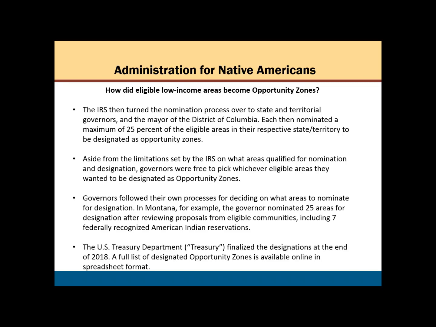I use Montana here as an example, where the governor nominated 25 areas for designation after reviewing some proposals for eligible communities, including 7 federally recognized American Indian reservations. And I'll show you a map in a little bit, which can give you a visualization of how it worked out. But there are areas in Indian country that have been designated as opportunity zones. And if you're interested in the full list of the designated opportunity zones, it's all available online in spreadsheet format on the Treasury website. A quick Google, it's pretty easy to find.